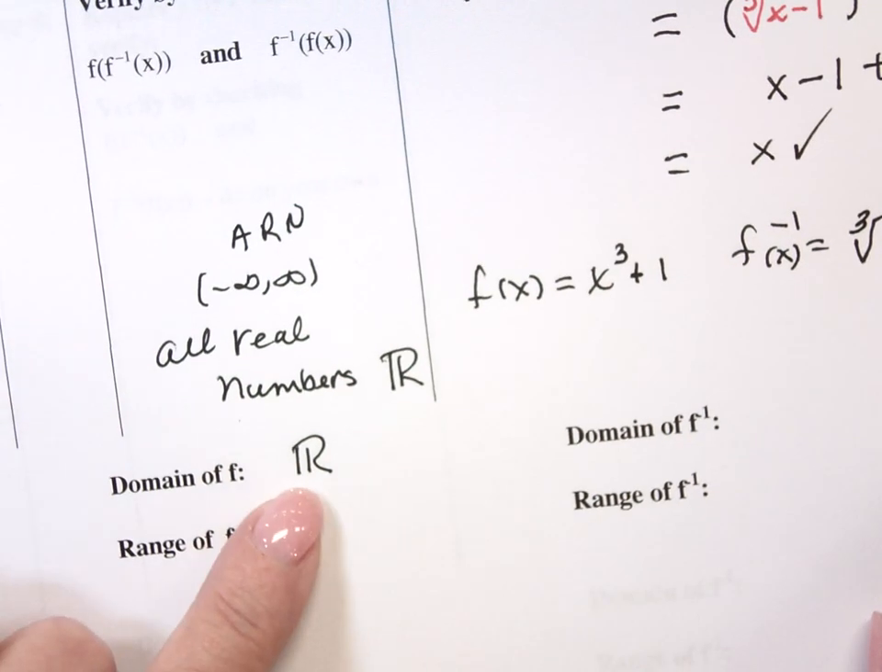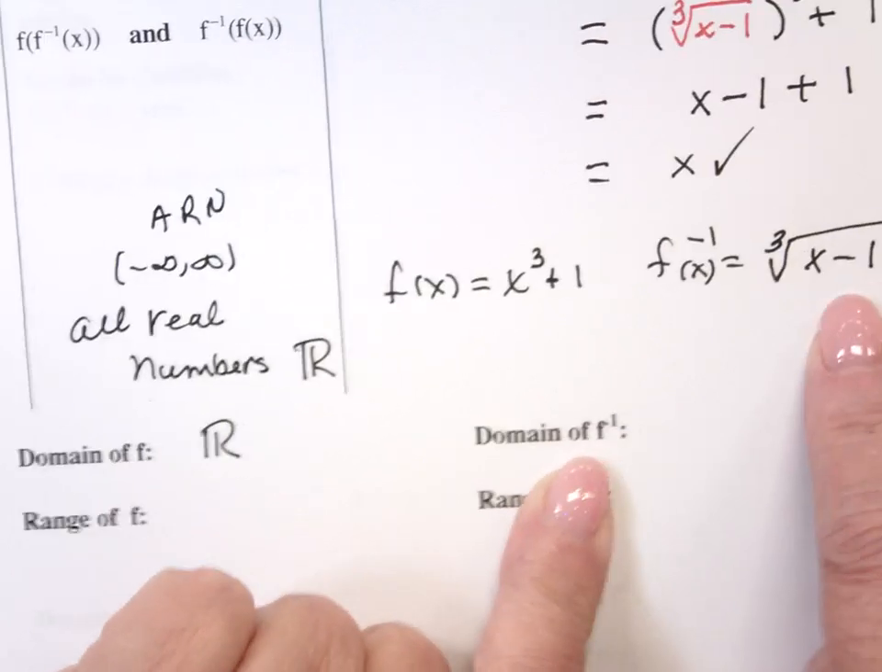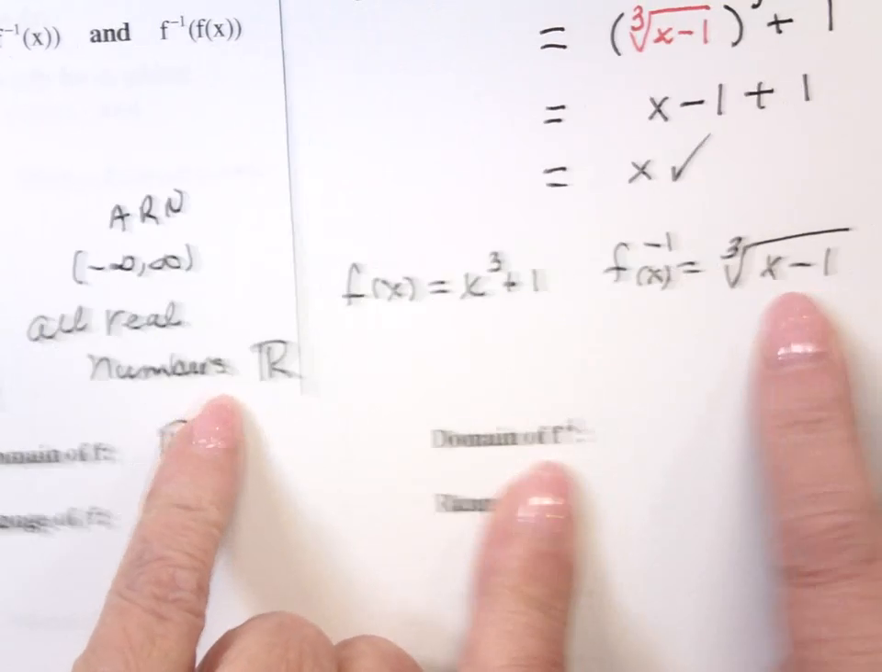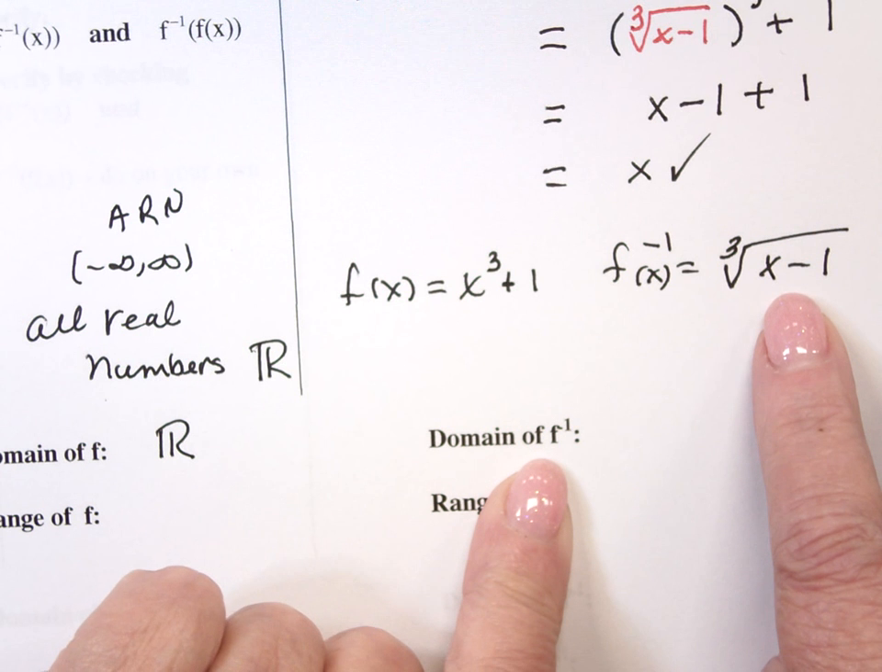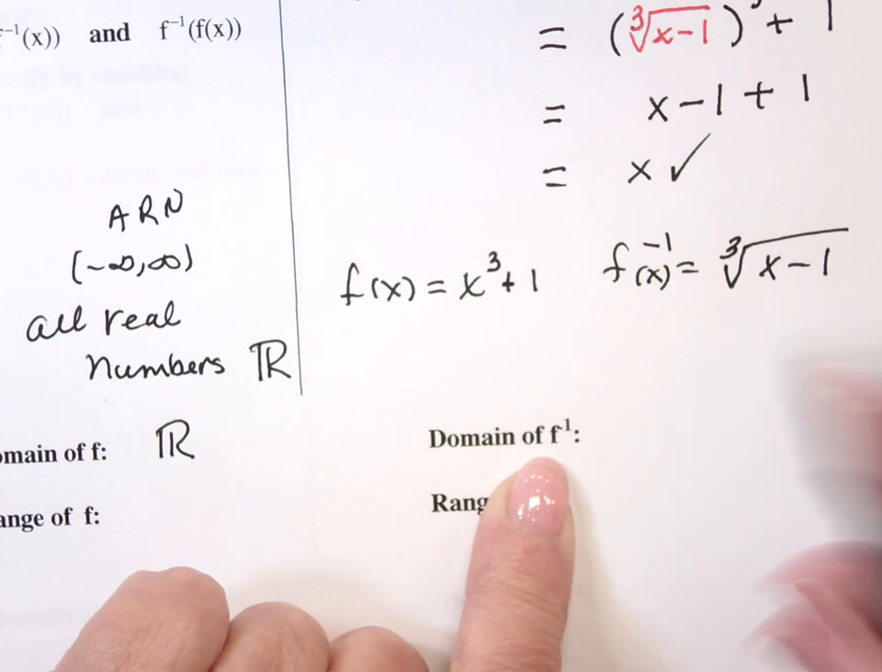Now, what is the domain of the inverse? It's a cube root. It's all real numbers, right? The only one who has a restriction is even numbered, even indexes. So square root has a restriction. You can't take the square root of a negative number. Fourth root has a restriction. You can't take the fourth root of a negative number. But cube root, you can take it. So he's also all real numbers.